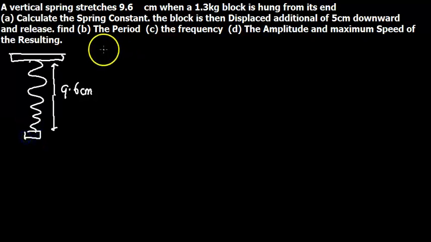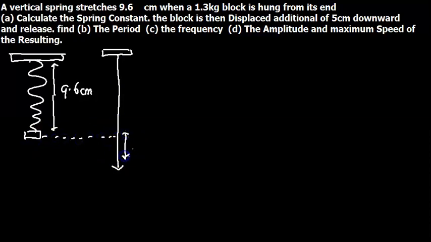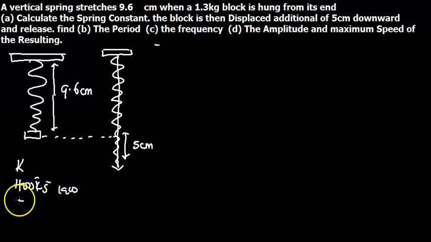Then later on, the same spring was stretched an additional 5 cm, from here. Remember, this is the spring. And we said we're going to calculate it using Hooke's law. I'm starting with the first one, which is the spring constant. Spring constant is denoted with a capital letter K. Hooke's law is F equals negative Kx.